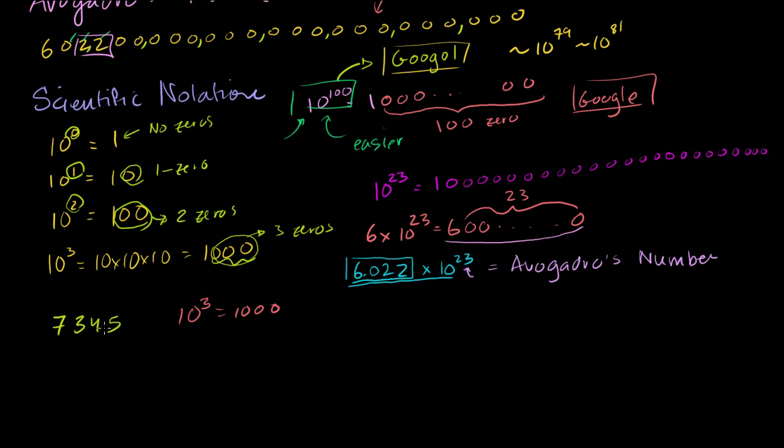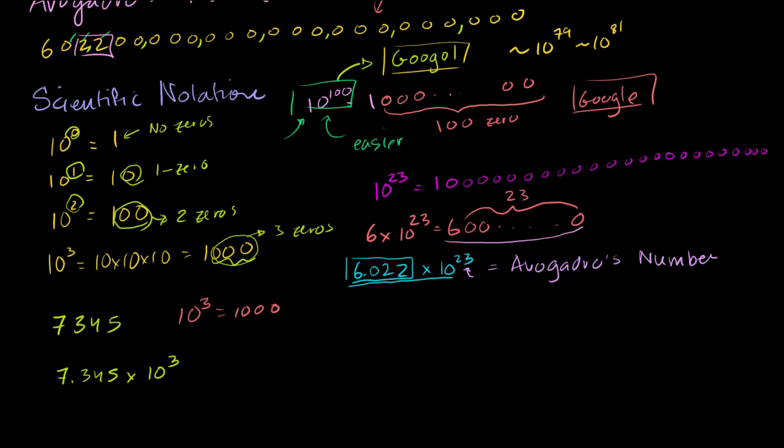This is 7,000. So it's 7 thousandths, and then 0.3 thousandths, and 0.04 thousandths. I don't know if that helps you, we can write this as 7.345 times 10 to the third. Because it's going to be 7 thousandths plus 0.3 thousandths. What's 0.3 times 1,000? 0.3 times 1,000 is 300. What's 0.04 times 1,000? That's 40. What's 0.005 times 1,000? That's a 5. So 7.345 times 1,000 is equal to 7,345.